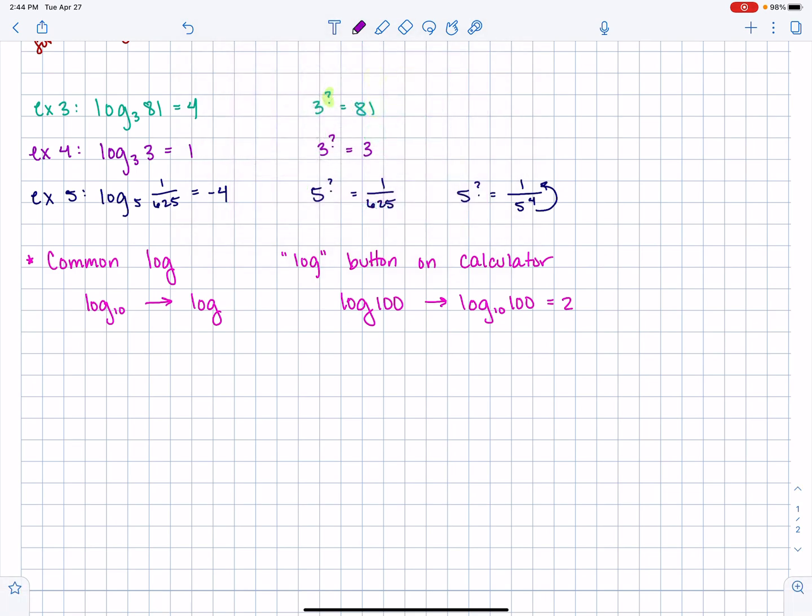The other thing that you need to know is your natural log. We write this as log base e, or what you'll see as ln. This is called our natural log. And this is the ln button on your calculator.